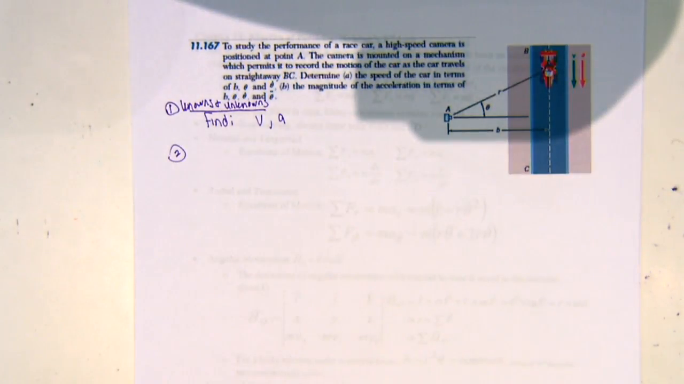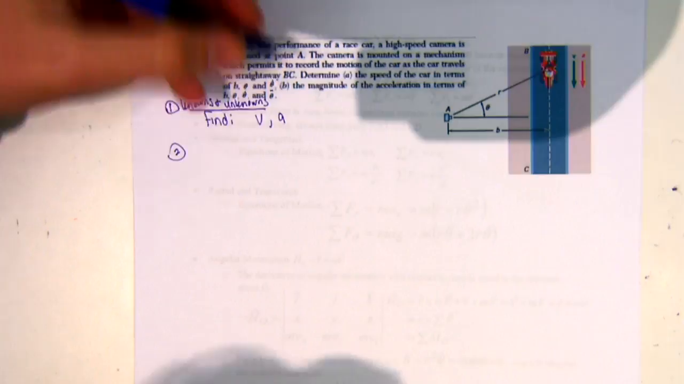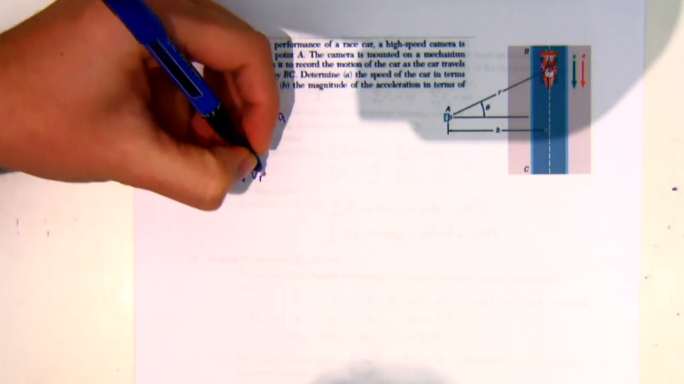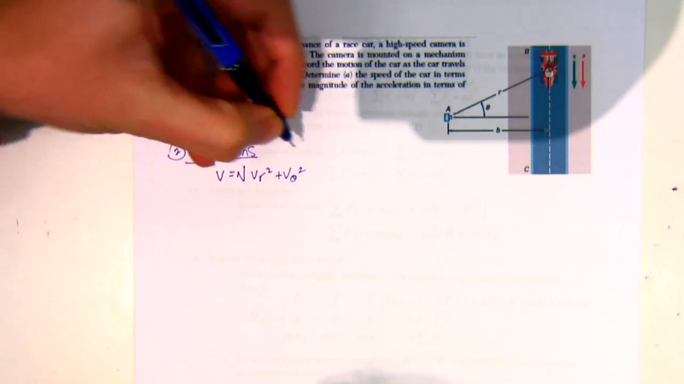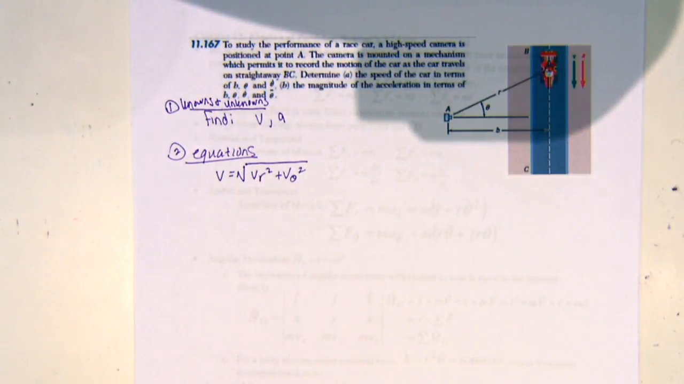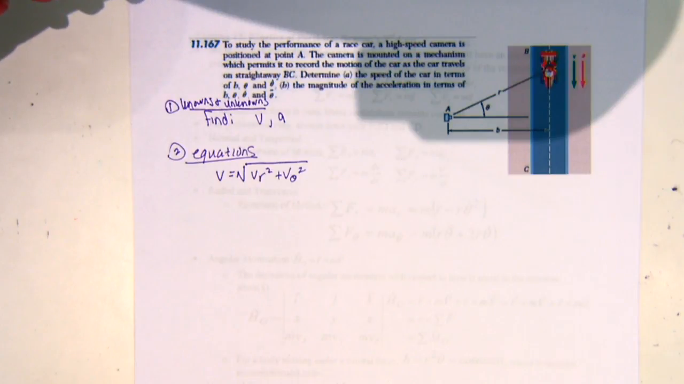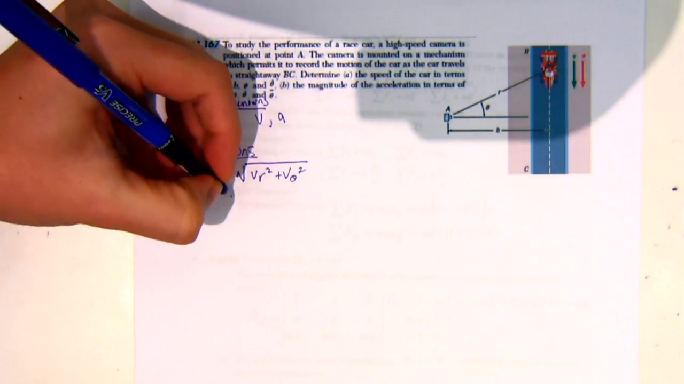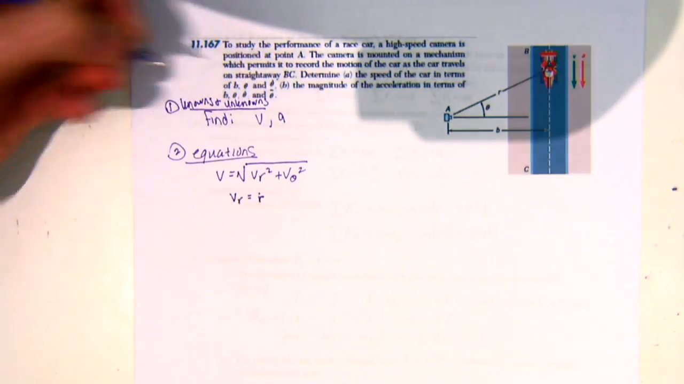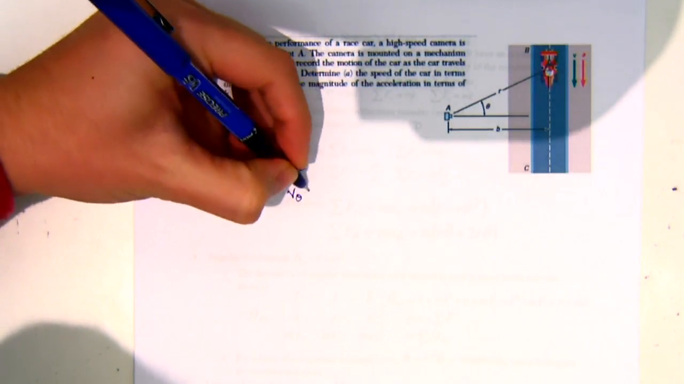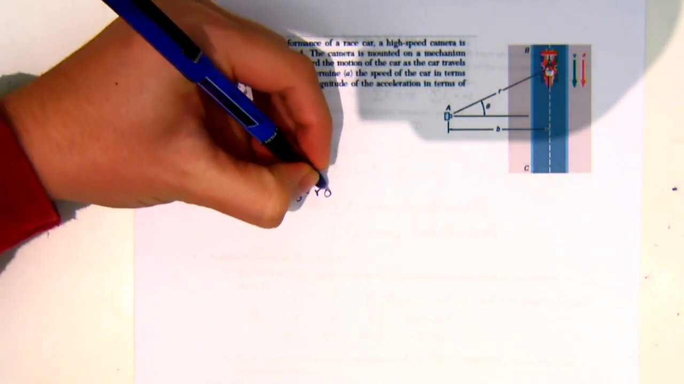Now let's go ahead and write our equations. We know that the magnitude of the velocity, which is what we're looking for, is equal to the square root of the radial velocity plus the transverse velocity squared, right? The sum of the two. Do you guys remember what the radial velocity equals? So VR is equal to R dot. And then V theta is equal to R times theta dot.